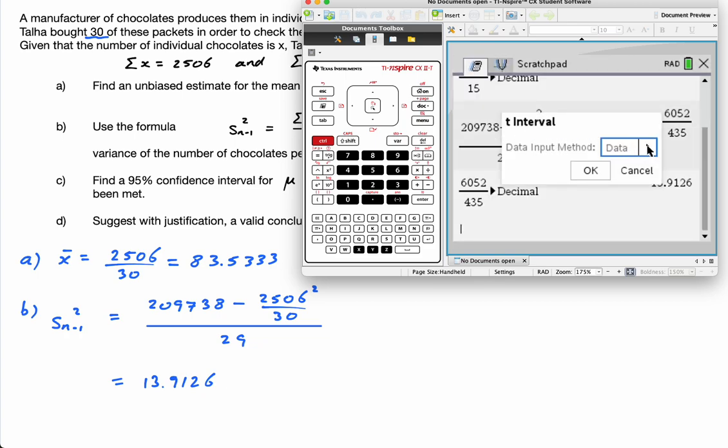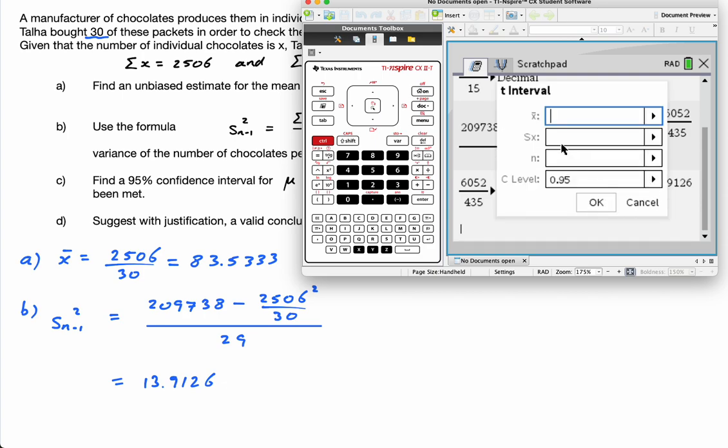Okay, my data input method is stats, because I have the statistics. I don't have any data. I don't have the numbers of chocolates. I just have the stats. I have the mean, 83.5333. Put in the 6 numbers, guys. That's why I left them here. And then here, be careful. This is an unbiased estimate for the variance. We need the standard deviation. So I have to do control and this to get the square root. So it's 13.9126. And then n is 30, because there's 30 bags of chocolates.